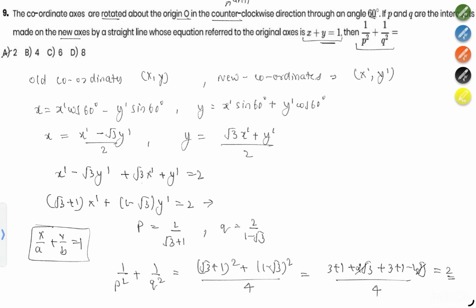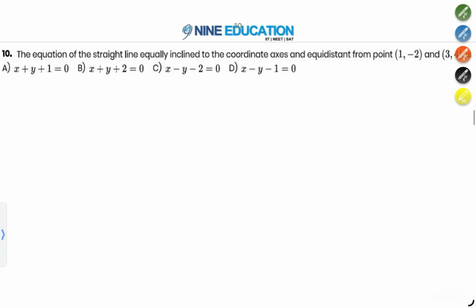Okay, now let us move to the next question, question number 10. In question number 10, they have asked for the equation of a straight line equally inclined to the coordinate axes and equidistant from these two points. If this straight line is equally inclined, we have two kinds of format: either the slope can be plus 1 or the slope can be minus 1.